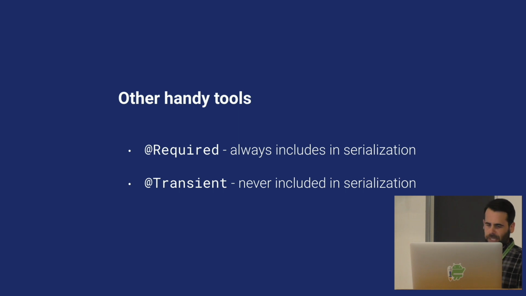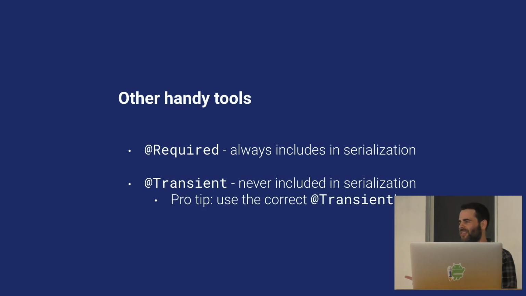Pro tip, make sure you use the correct transient. There is a kotlinx serialization transient, which is the one you want, and there's a Kotlin JVM one, which is what you don't want. And don't be like me and sit there for 10 minutes trying to figure out why it's not working. Just make sure you use the right annotation.